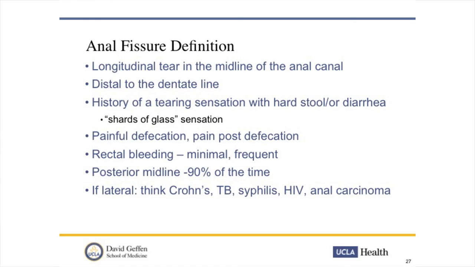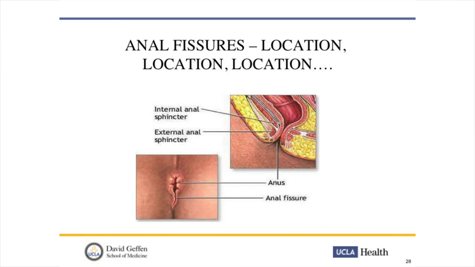If somebody has a lateral fissure, and this is actually a board question, but you should know that anyway, think of Crohn's, think of TB, think of syphilis, anal carcinoma. That's not a typical location. Something else is going on. So just a cute little picture of an anal fissure. But location, location, location, right? You've got to know it. All right.